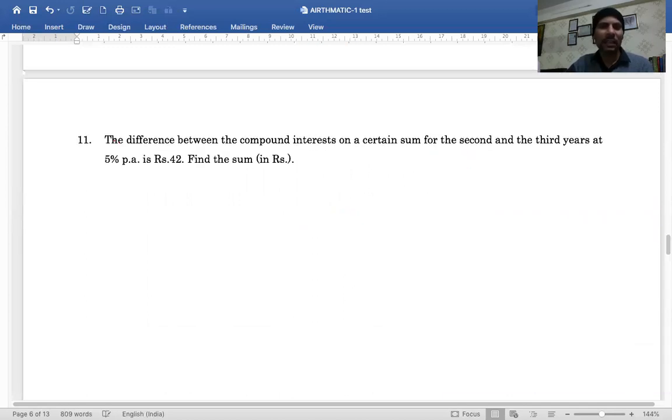Okay, it's a good question. The difference between the compound interest on a certain sum for the second year and the third year at 5% per annum is rupees 42. So let's see the interest. Let the difference between SI2 and CI2 be X. Then the difference between CI3 and SI3 should be X plus 42.